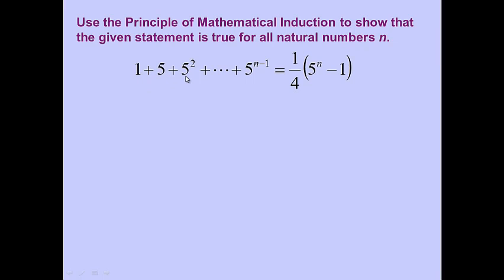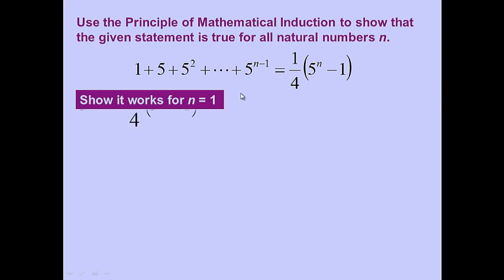1 plus 5 plus 25 is 31. So if I put in 3 here, I get 5 to the third is 125. 125 minus 1 is 124. 124 times 1/4, or divided by 4, is 31. So that works. Okay, first step of the proof.